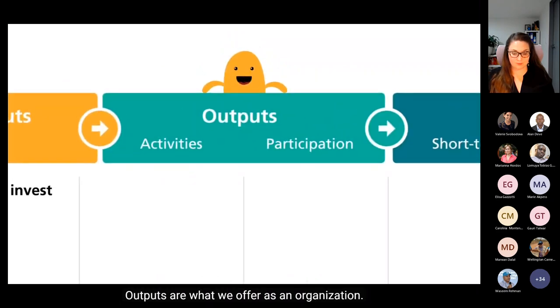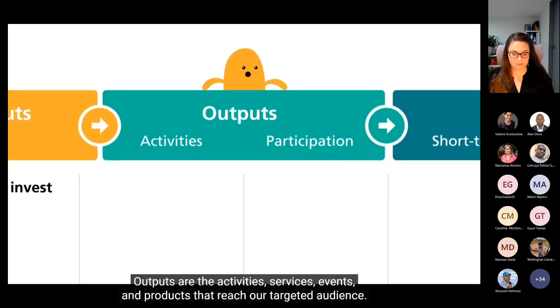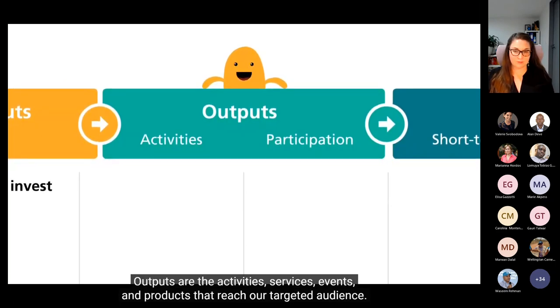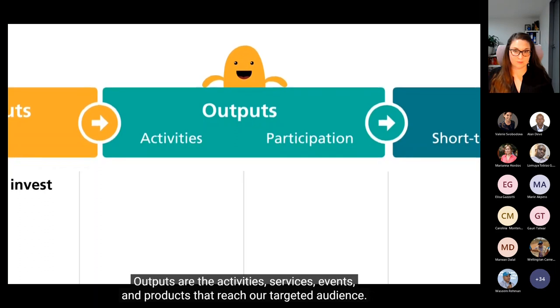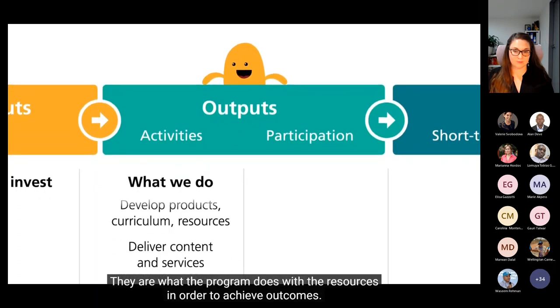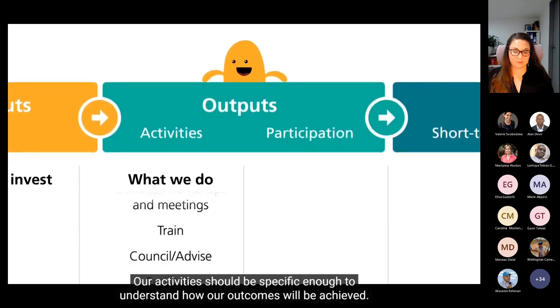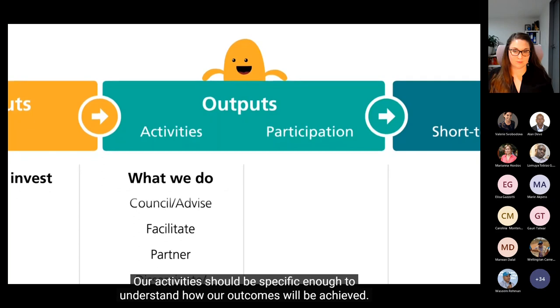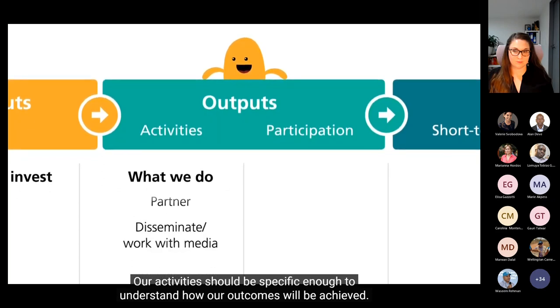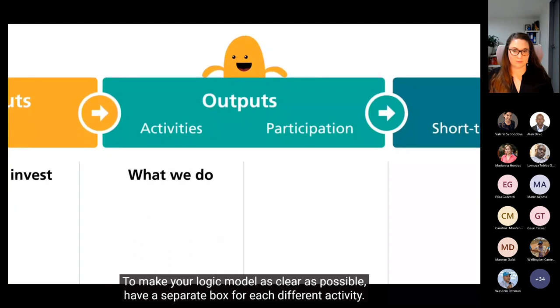Outputs are what we offer as an organization. Outputs are the activities, services, events, and products that reach our targeted audience. Activities are what we do. They are what the program does with the resources in order to achieve outcomes. Our activities should be specific enough to understand how our outcomes will be achieved. To make your logic model as clear as possible, have a separate box for each different activity.